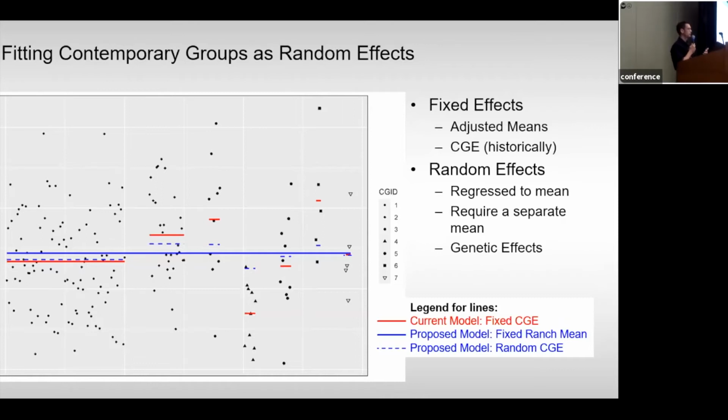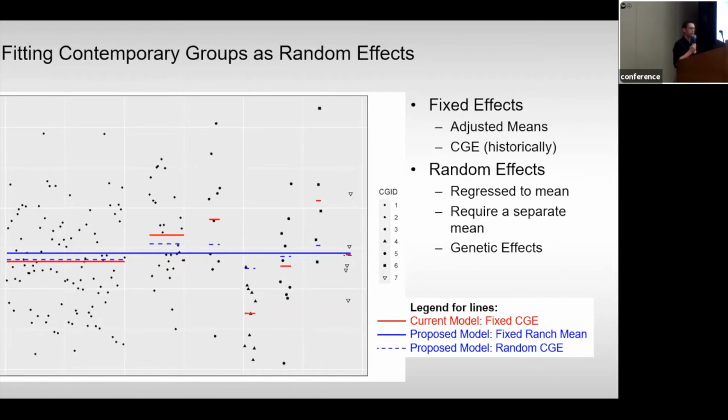Theoretically, it would make sense to me that contemporary groups would always be fitted with random effects. And I say that because in most other industries, that would make complete sense, because I think by definition, they represent something that is indeed a random effect. However, there are unique situations in beef cattle that may preclude doing that if we want to avoid bias, and we'll go over that more.